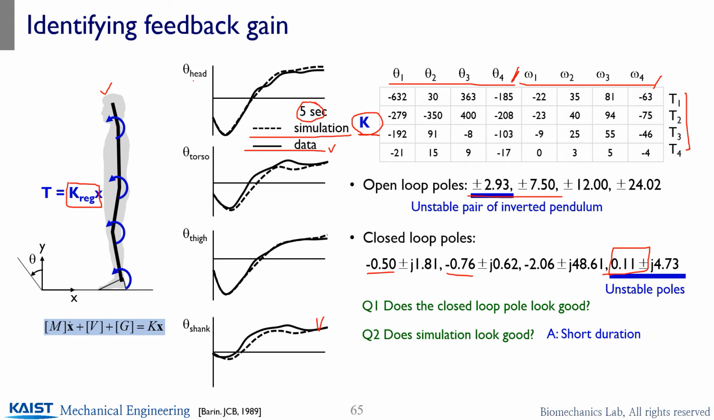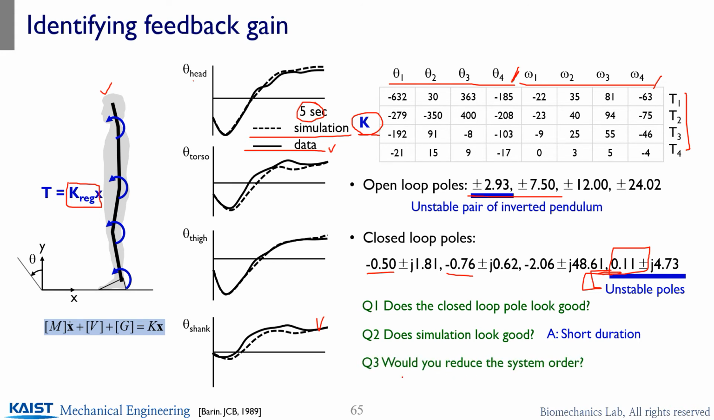For that short amount of time, your simulation may look good, may look okay, but you should also examine thoroughly whether your controlled model makes sense from a control perspective. So definitely those unstable poles are not desirable. So either you should find another gain K or take another approach.